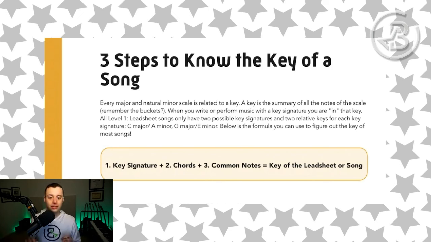All level one lead sheet songs only have two possible key signatures. You're only ever going to see the key for E minor or G major, or C major and A minor. So there's two possible key signatures, with two relative keys for each key signature: C major or A minor, those are the relative keys, or the relative scales, and G major and E minor, the relative keys and also the relative scales.